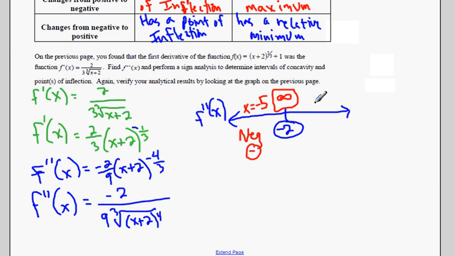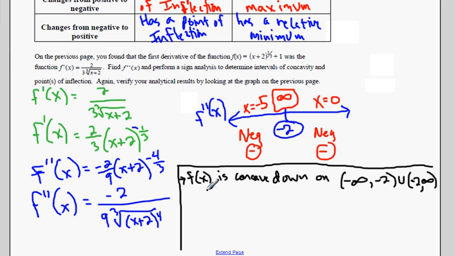And now let's pick a number bigger than negative 2. Let's pick 0. 0 plus 2 is positive 2, to the fourth is positive. Cube root is positive, times 9 is still positive, but then negative divided by positive is still negative. Okay, so what does this tell us?